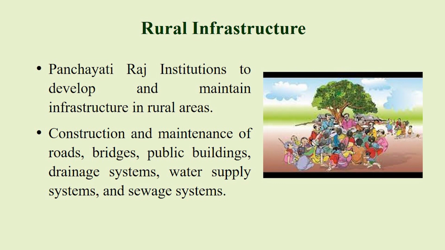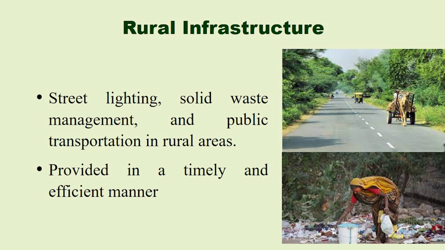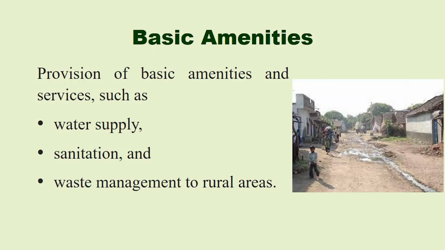Let us look at rural infrastructure as a whole. One of the primary responsibilities of rural local governance, or the Panchayati Raj Institutions, is to develop and maintain infrastructure in their respective rural areas. This includes construction and maintenance of roads, bridges, public buildings, drainage systems, water supply systems and sewage systems. Hence, the local government is also responsible for street lighting, solid waste management, and public transportation in rural areas, and to ensure that these services are provided in a timely and efficient manner and meet the needs of the rural population as well.